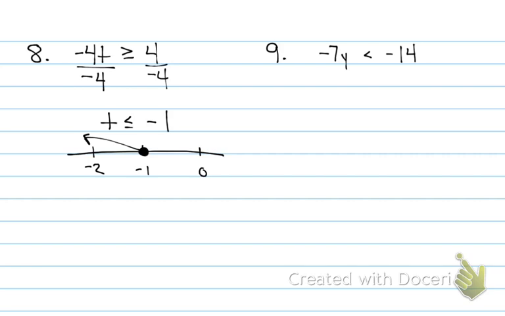So now, what do I need to do to solve? Divide by negative 7. Yes, divide both sides by negative 7. And because I had to divide by a negative to get that variable by itself, I need to switch my inequality. Now it's greater than, what's negative 14 divided by negative 7? 2. So what does this mean? This means that any number greater than 2 will make the inequality true. Give me a number greater than 2. 3. What's negative 7 times 3? Negative 21.